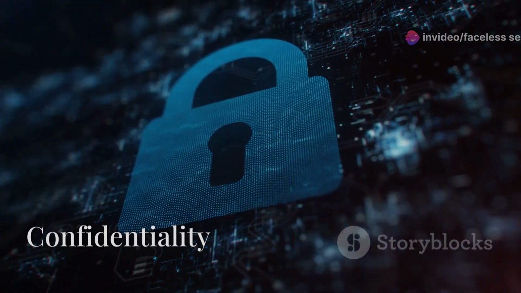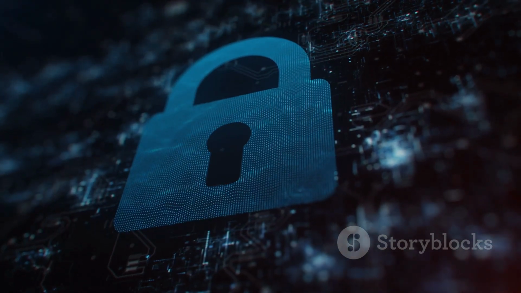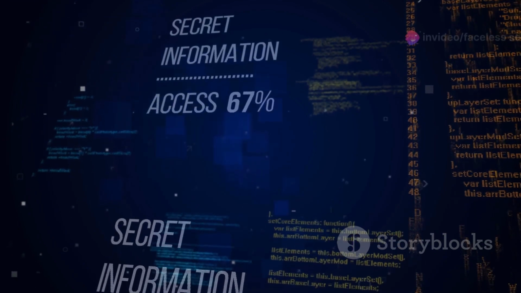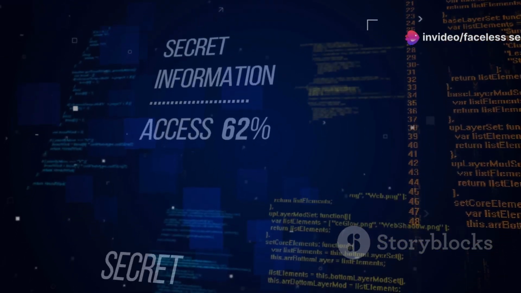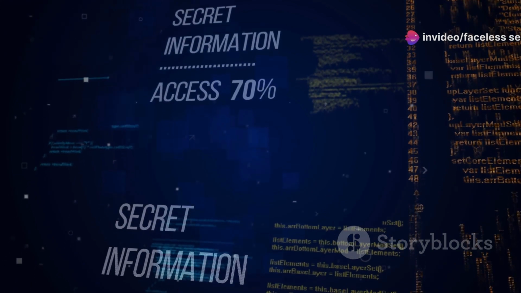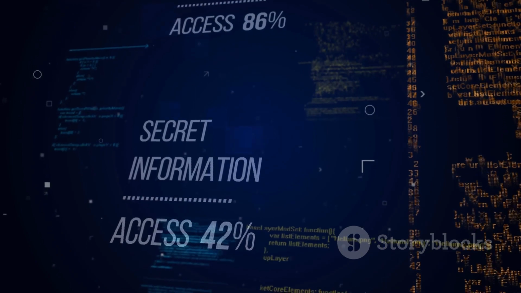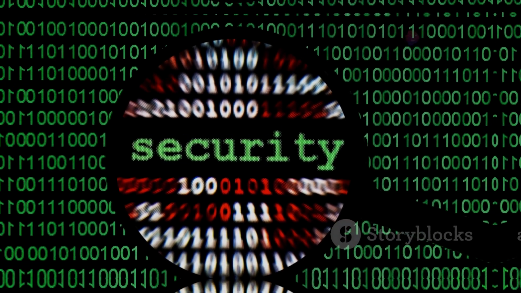First, we have confidentiality. Confidentiality ensures that information is only accessible to those authorized to view it. This means implementing measures like encryption, access controls, and secure communication channels to prevent unauthorized access. Think of it as keeping sensitive information secret and out of the wrong hands.